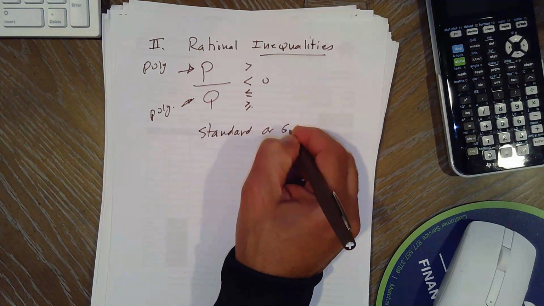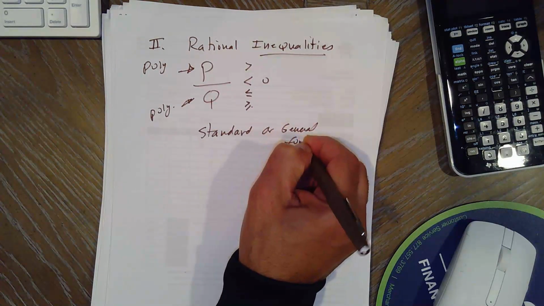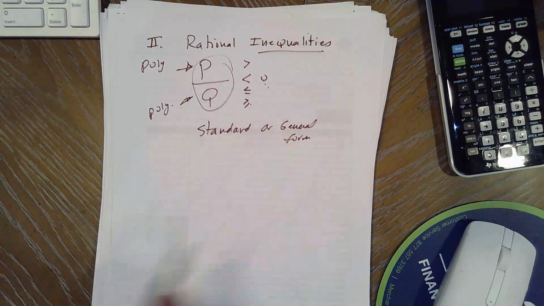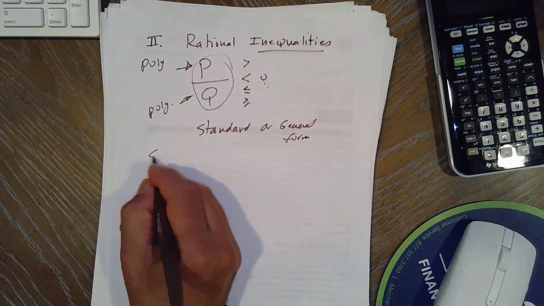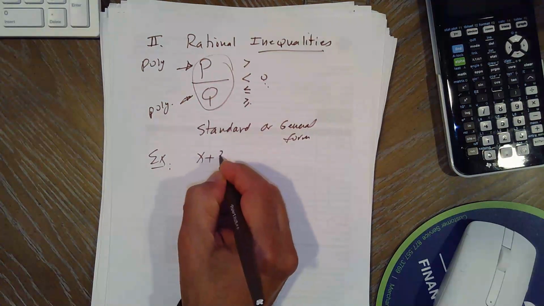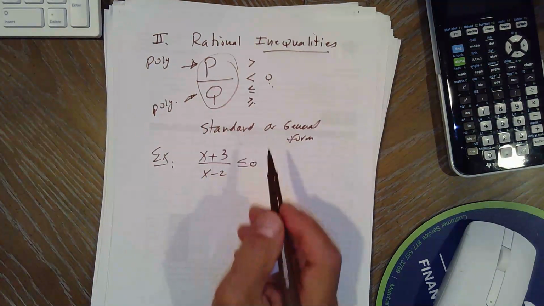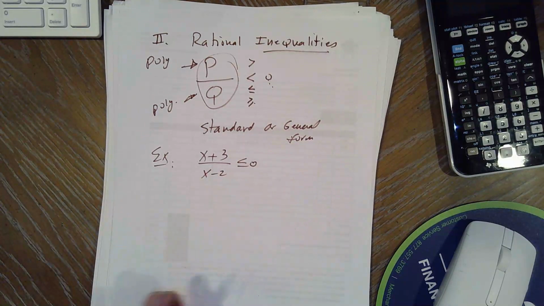Standard or general form means you're going to have one fraction on the left side and 0 on the right side. For example, something like x plus 3 over x minus 2 less than or equal to 0 is the general or standard form. How do we solve such inequalities?